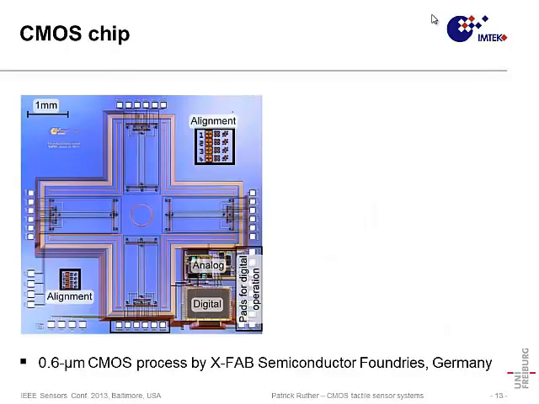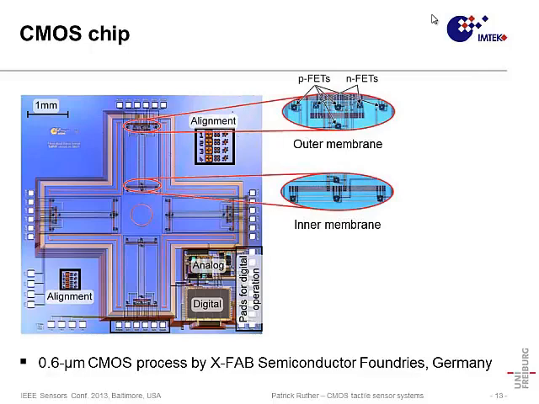And this is how the device looks like. This is a typical CMOS chip with a size of 6.5 by 6.5 millimeters square. It comprises the electronics just here in the lower right corner. We don't need more space for that. We integrated relatively simple alignment structures that have been used for the post-CMOS processing. And what you see here, in a bit more detail, this is later on the position of the membrane hinges. So these are the outer membrane hinges, and here we have the inner membrane hinges.